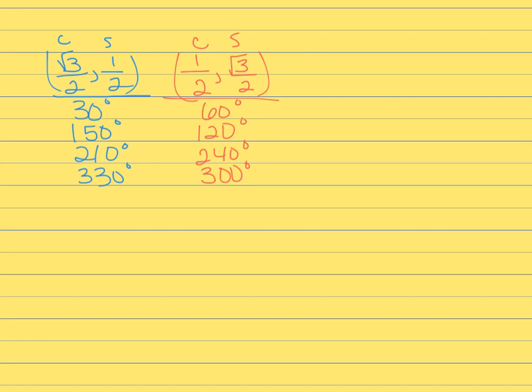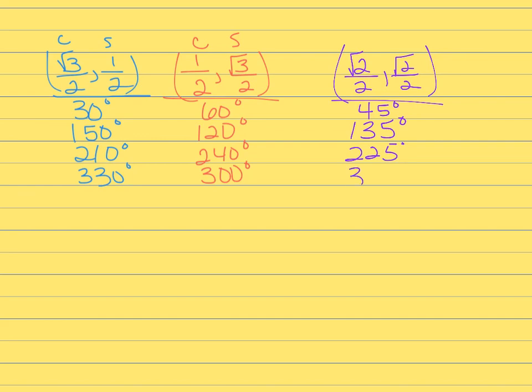And then the last one that you had to memorize was your 45s. And those were the square root of 2 over 2, the square root of 2 over 2. And your 45s were 45, 135, 225, and 315. And the only thing that's going to change is the sign depending on which quadrant you're in.